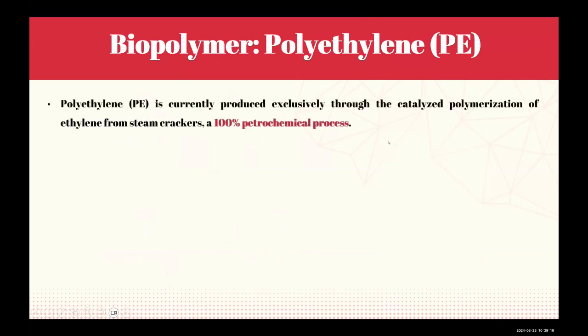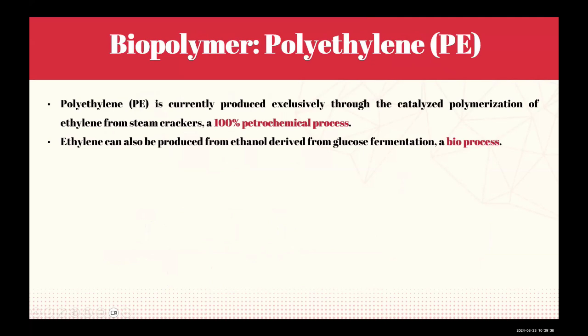So polyethylene currently is produced exclusively through the catalyzed polymerization of ethylene from steam cracking, making it a 100% petrochemical process. So the current polyethylene that we get is coming from fossil fuels. However, there's a potential for a more sustainable approach. Ethylene, which is the key building block for polyethylene, can also be produced from ethanol derived from glucose fermentation, which is a bio-based process.